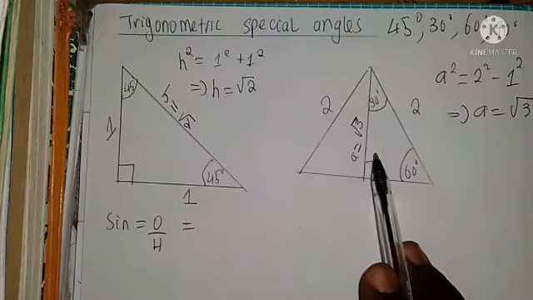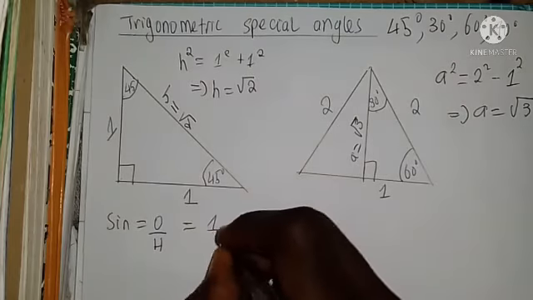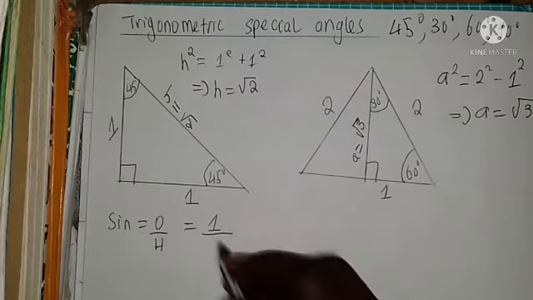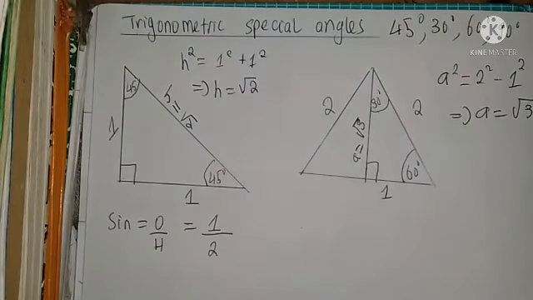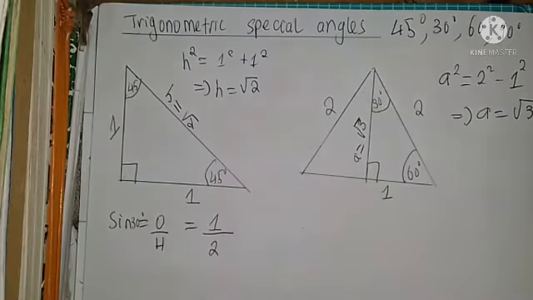We're not interested in either the adjacent or the hypotenuse, we're interested in the opposite side. So it's 1. Now comes our interest in the hypotenuse. The hypotenuse is already 2 here, so we divide by 2. So sine 30 degrees is equal to half.